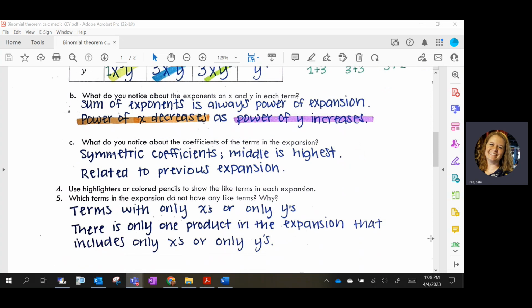So you may have noticed that it's symmetric. You may have noticed that it's highest in the middle. You may have noticed that it's 1s on the ends. Any of that is correct. And you may or may not have noticed that the coefficients in one expansion are related to the previous expansion. Let's verify.